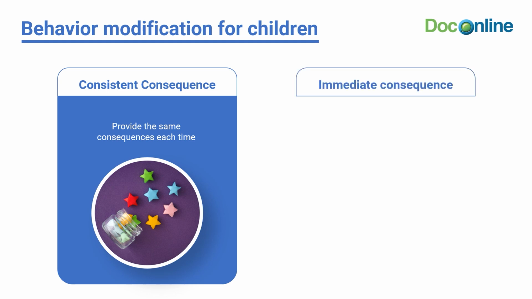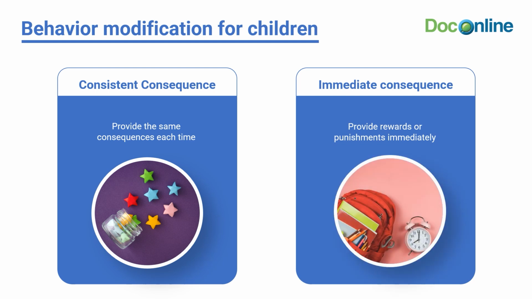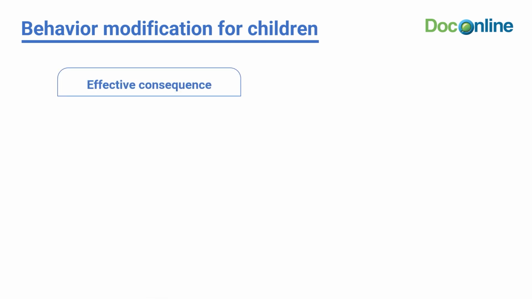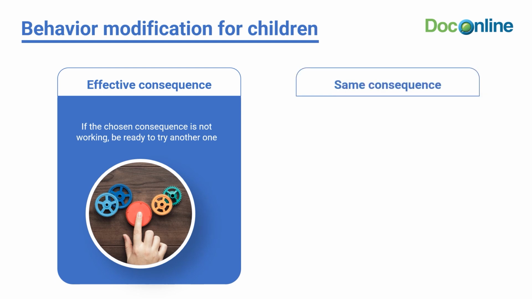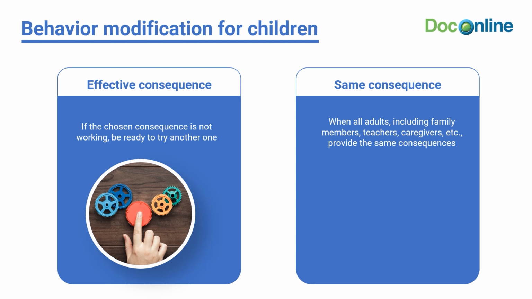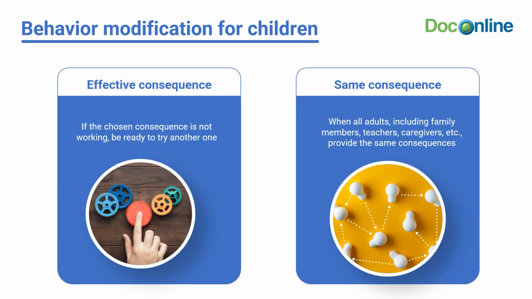Number 2. Immediate consequences. Make sure to provide rewards or punishments immediately after the child acts or reacts. If you give it after a day or a week, it will break the formation of a good habit and won't be effective. Number 3. Effective consequences. If a chosen consequence is not working, be ready to try another one until you find the one that works in modifying the child's behavior. And lastly, number 4. Same consequence.